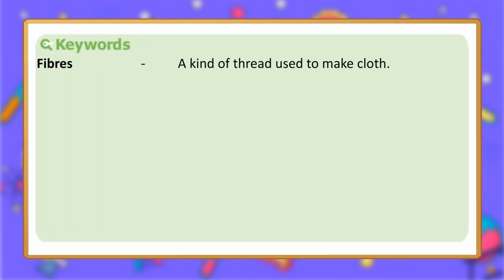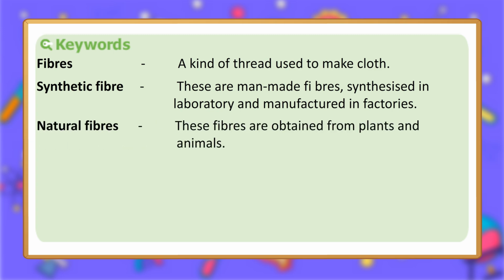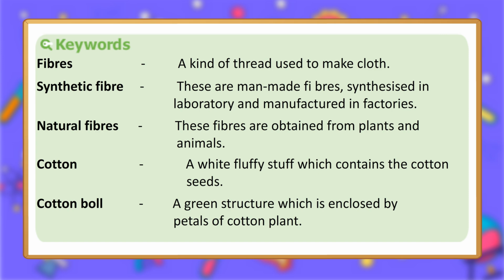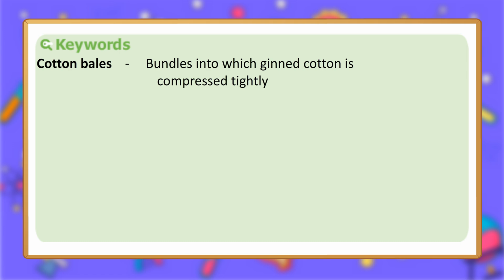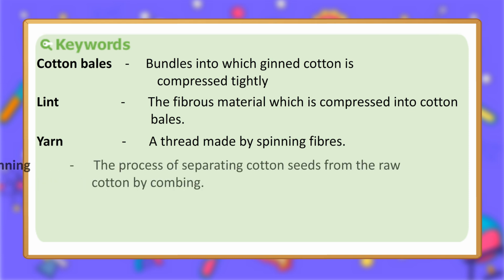Keywords. Fibers, a kind of thread used to make cloth. Synthetic fibers, these are man-made fibers, synthesized in laboratory and manufactured in factories. Natural fibers, these fibers are obtained from plants and animals. Cotton, a white fluffy stuff which contains the cotton seeds. Cotton ball, a green structure which is enclosed by petals of cotton plant. Cotton bales, bundles into which giant cotton is compressed tightly. Lint, the fibrous material which is compressed into cotton bales. Yarn, a thread made by spinning fibers.